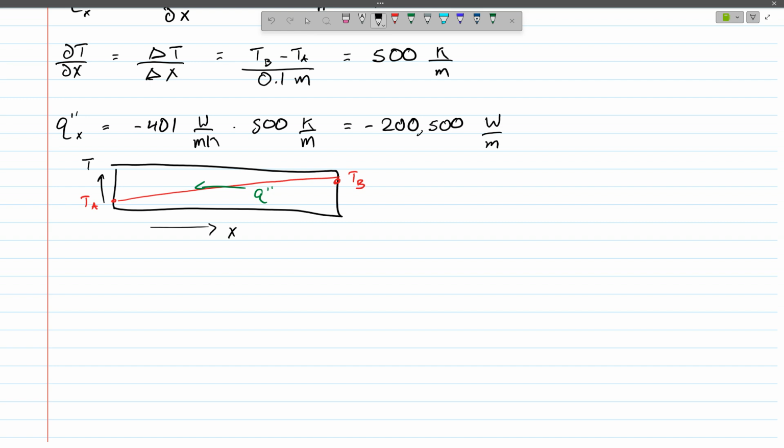Yeah. Is it going to be in watts per meter or watts per meter squared? Sorry, I left out my superscript. That is absolutely watts per meter squared. Thank you.